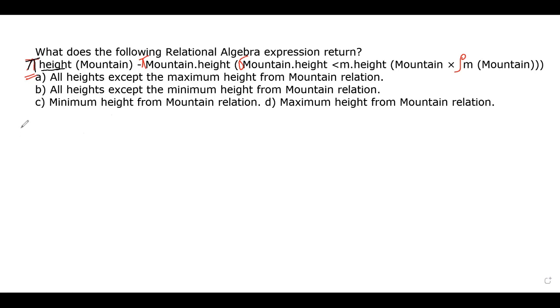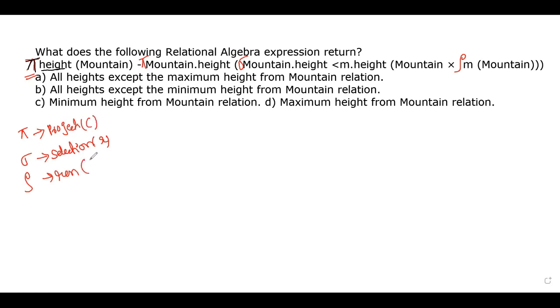Remember, they give three symbols. One symbol is this one, the second symbol is this one, and the third symbol is this one. This is called rename. This is called selection. This is called projection. Selection is for selecting the rows, and projection is for selecting the columns.